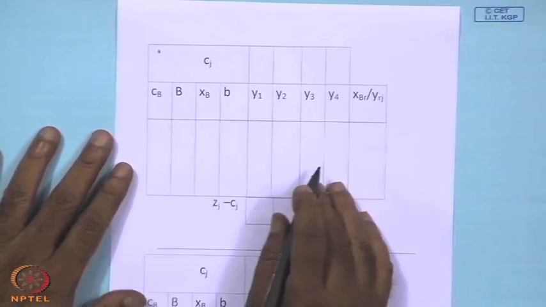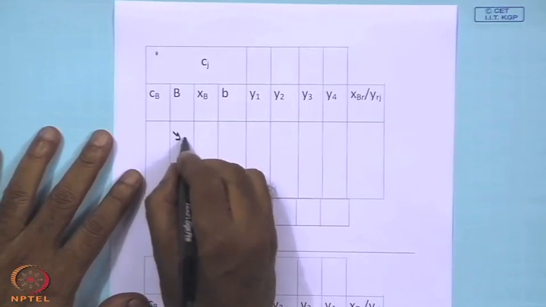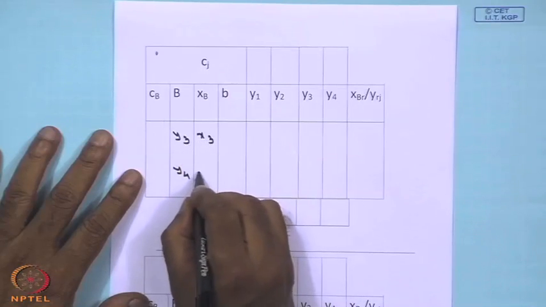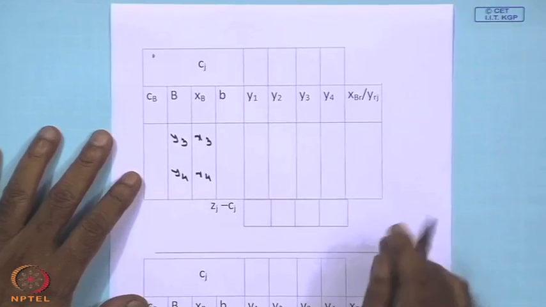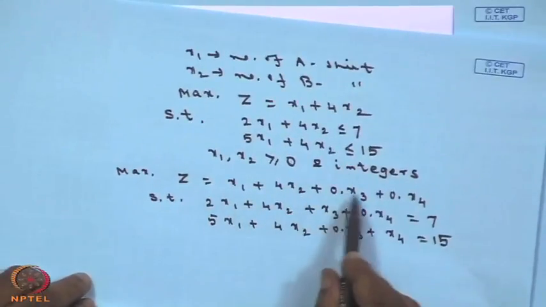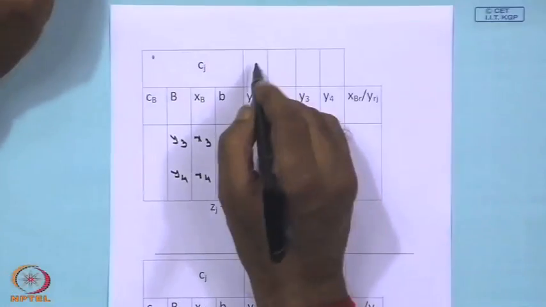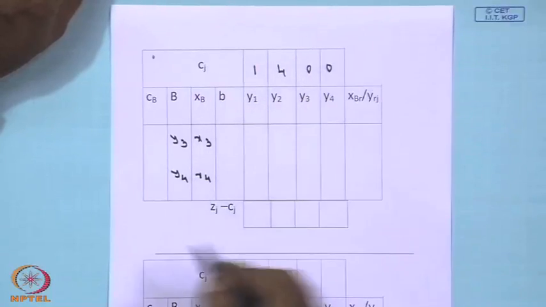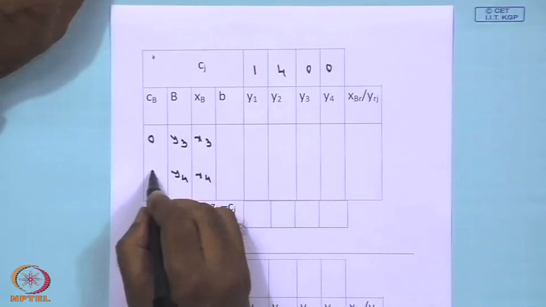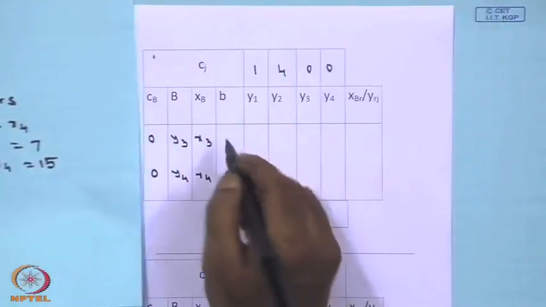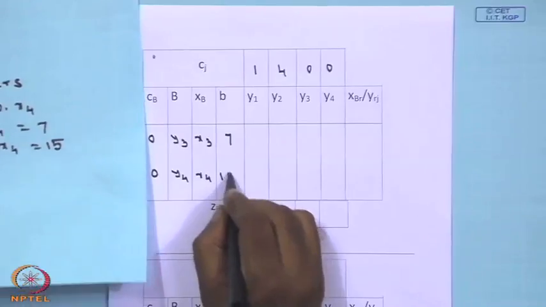So, your basic variables are x3 and x4. So, here we are writing y3 and y4 will come. Here you are having x3 and x4. Your Cj values are 1 4 0 0. So, I am writing from here 1 4 0 0. So, the corresponding Cb values for y3 and y4 are 0. Now, just write down the rows. B values are 7 and 15 over here. So, I am writing 7 and 15.